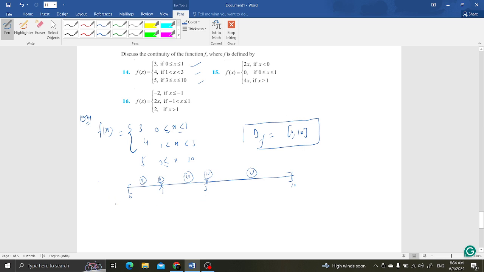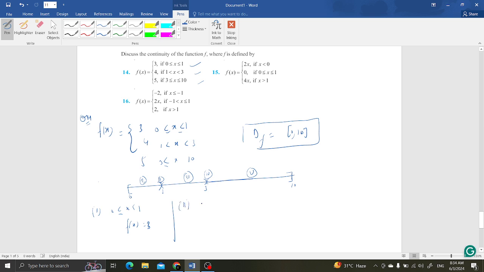So observe the first part. If our x is between 0 and 1, then f of x equals 3. Hence you can observe it is a constant function. If it is a constant function, then it is a continuous function.